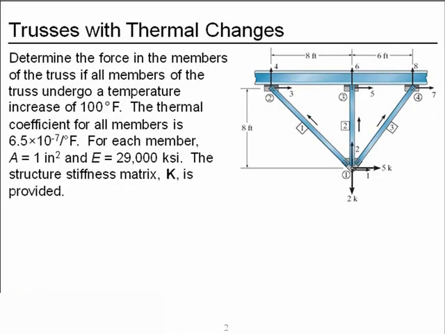The thermal coefficient for all members is provided, as well as the cross-sectional area and modulus of elasticity. The thermal coefficient and modulus are that of steel. And for this problem, the structure stiffness matrix, that is capital K, will be provided.